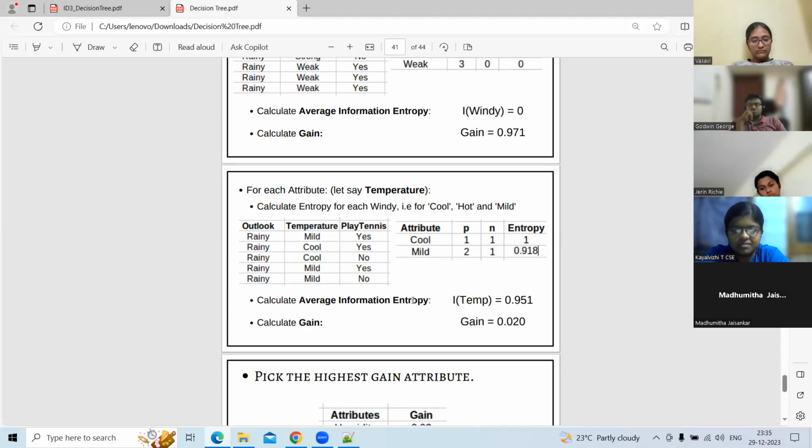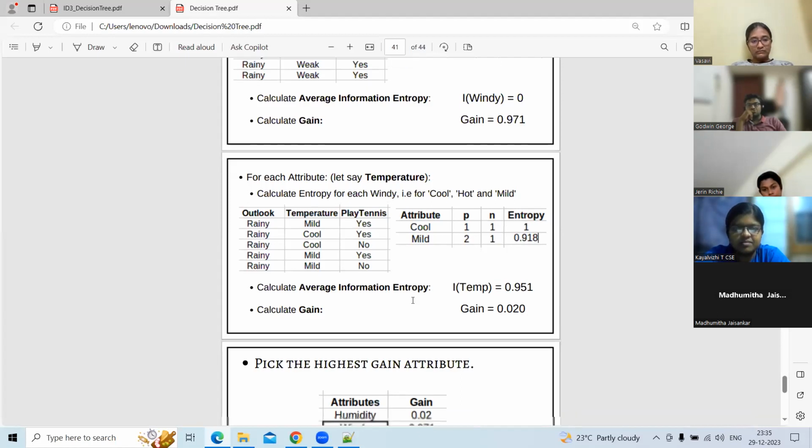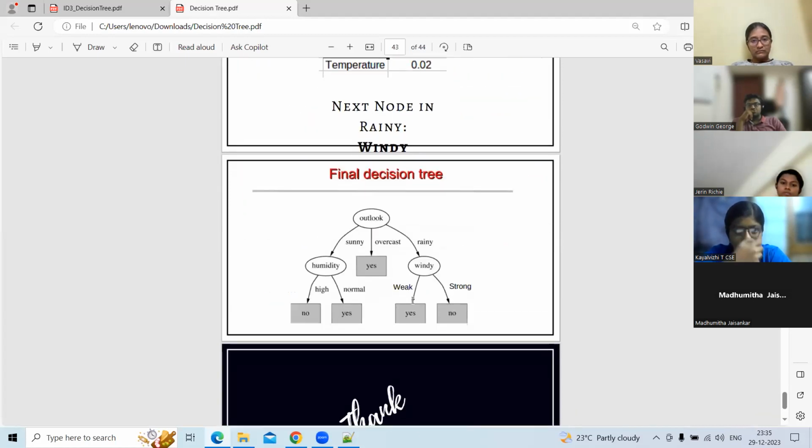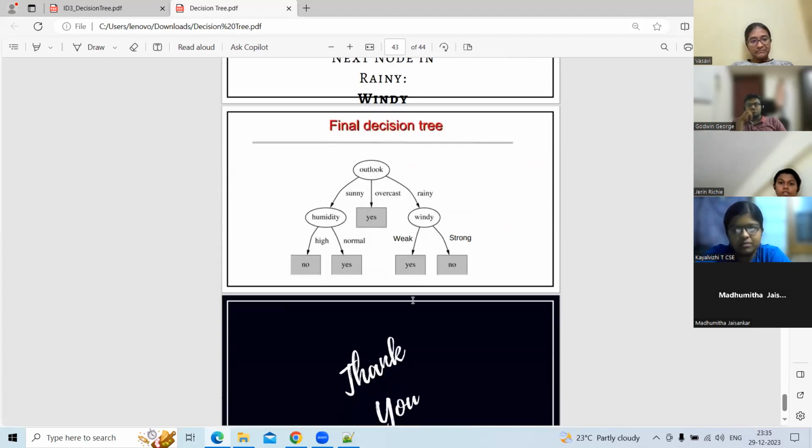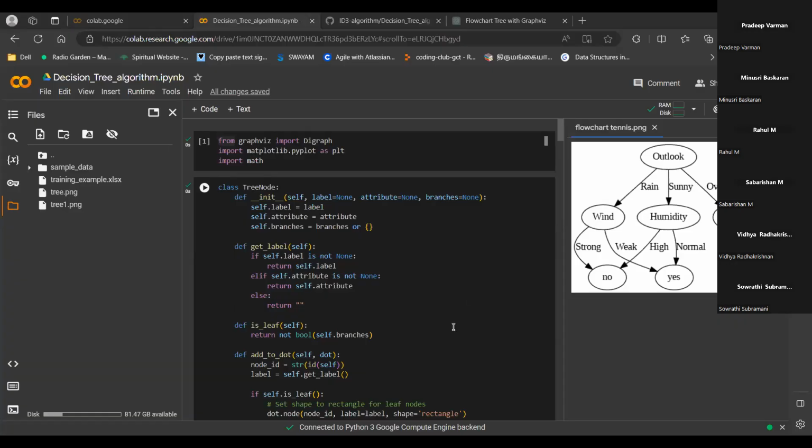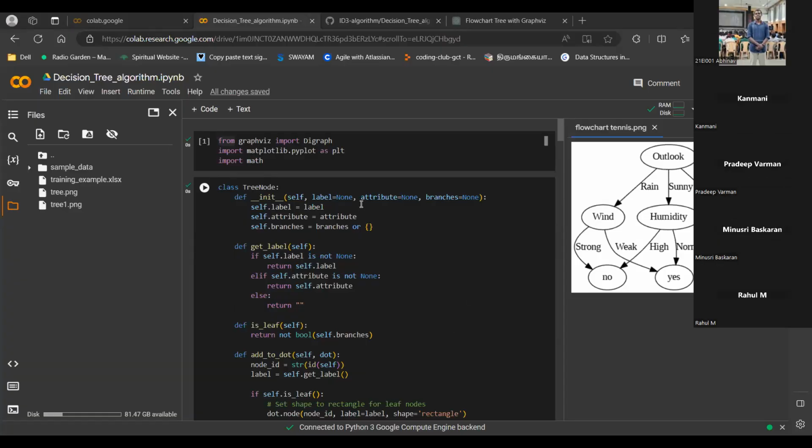Okay. Anything else that you wish to share, Sirisha? If not, no, that's all. This is the final tree. Wonderful. Okay. Kyle, just show us what you have. Yes, let me share my screen. Yeah, please go ahead. Is my screen visible? Yeah, please go ahead.